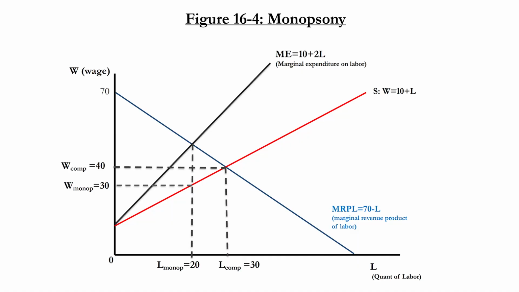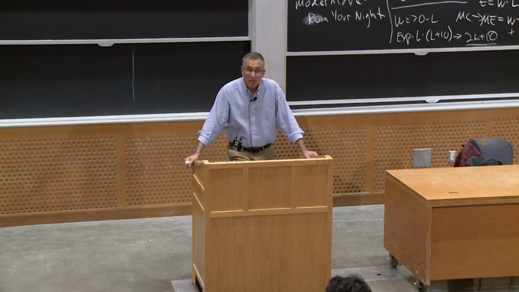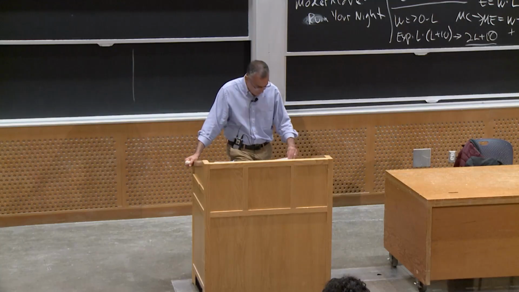So if you're at the point where you're paying 30 to get 20 workers, and from that point you want to hire more workers, you say, well, look, even at that point, I'm making money on the next worker. But the problem is that to hire that next worker, you have to pay higher wages to all your previous workers, and it's not worth it. This is a hard intuition, but it's the flip side of the monopoly intuition. So go back to your monopoly case and work it through. You'll see it's all just the opposite.